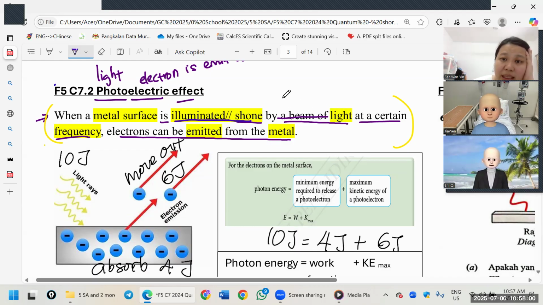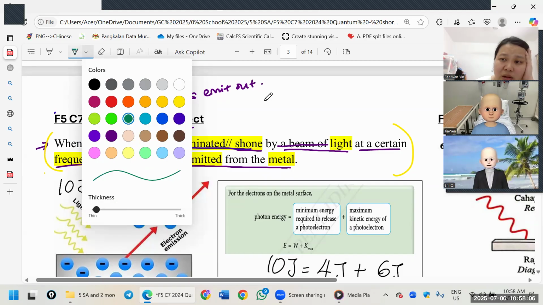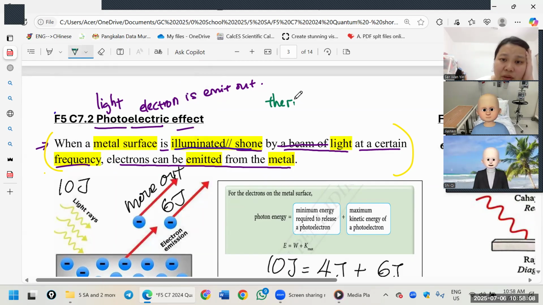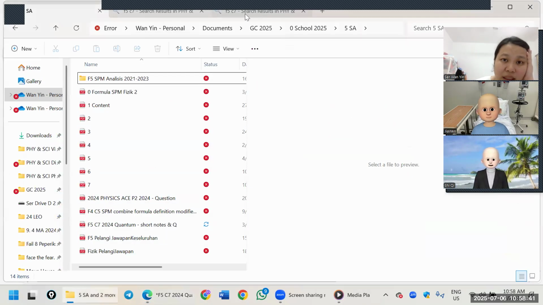Don't you feel this is familiar? It's almost the same as thermionic emission. Thermionic is we heat up the metal surface, then got electron emitted out. So not only heat, light also will make it emit out. If you cannot remember illuminated, you remember shone. Means you shine a light on a metal surface, it will release the electron.